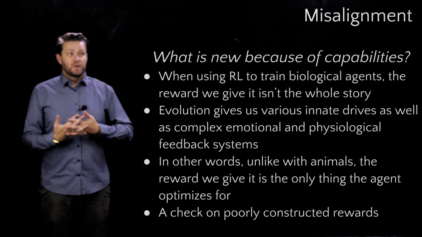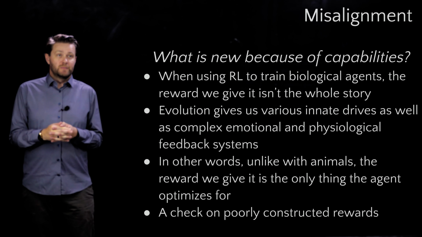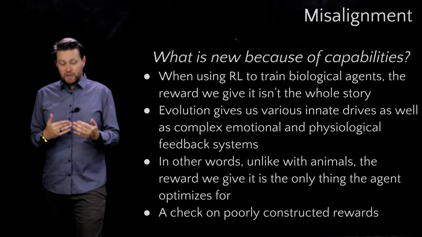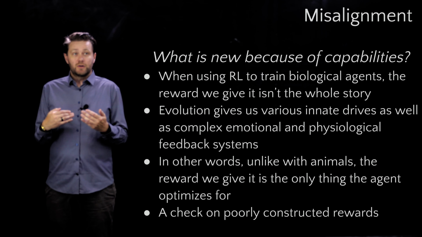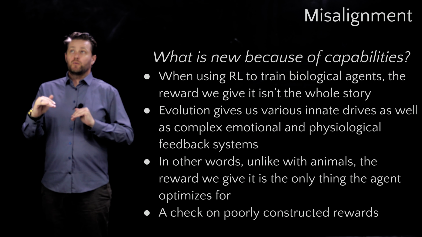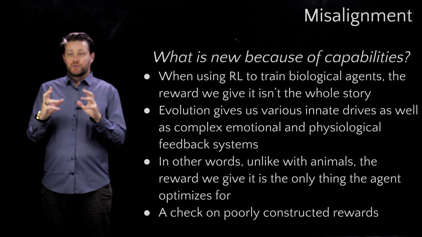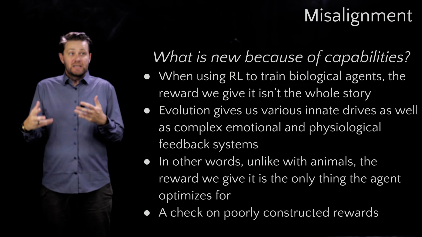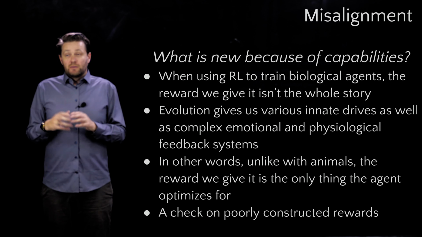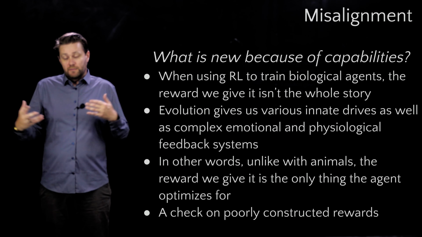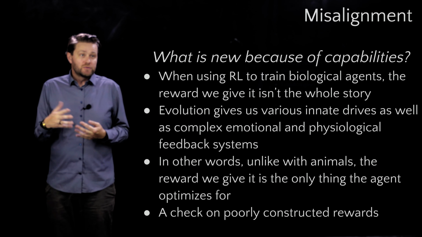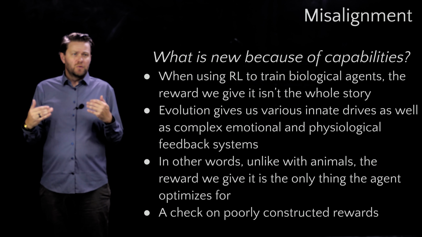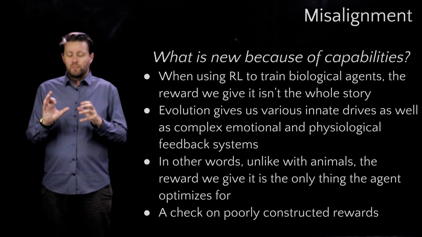A second big difference, and this has really to do with the heart of misalignment. Okay, so when we're using reinforcement learning to train biological agents in a controlled or uncontrolled setting, the reward that we give it is not the agent's whole story. It's not its actual entire reward structure. And that is because evolution has given biological agents lots of other things. You can choose how you describe them: innate drives, instincts, emotional, physiological feedback systems.